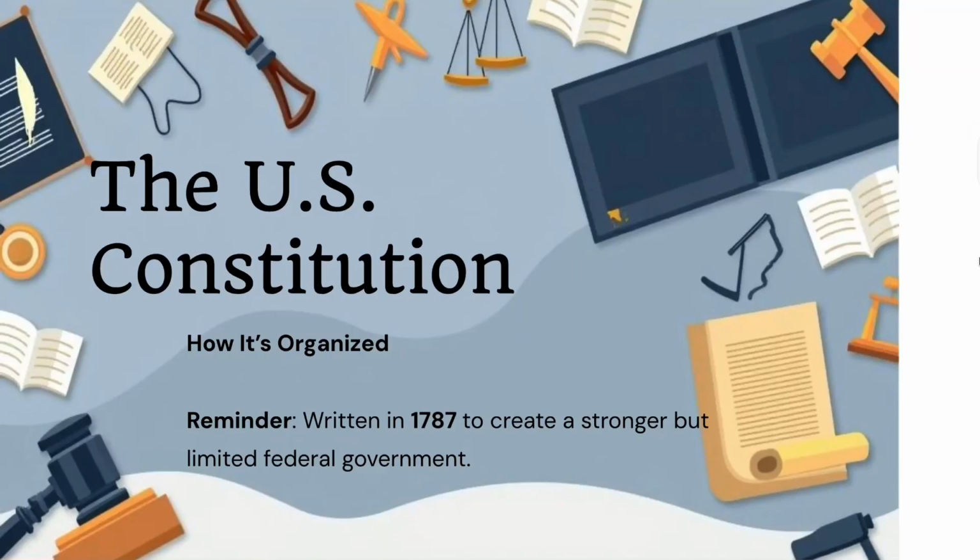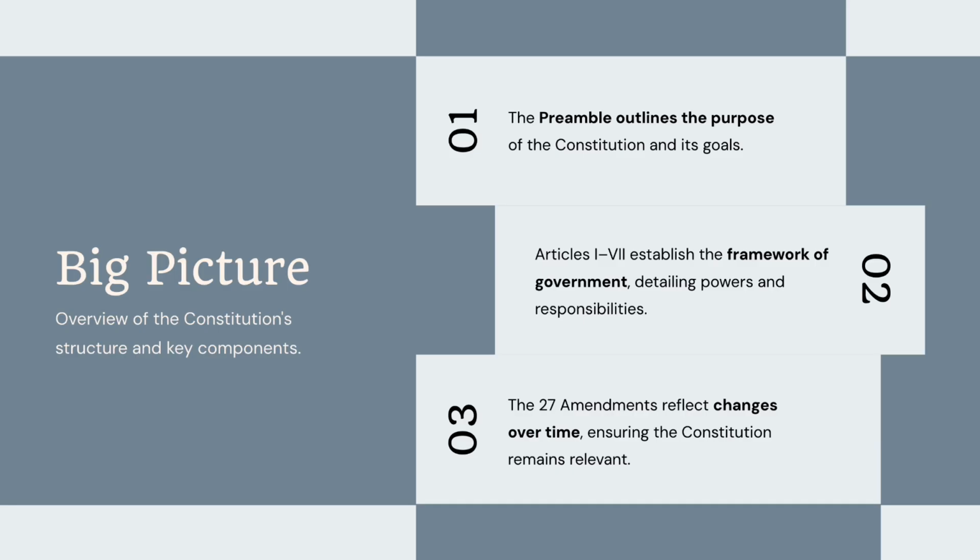Welcome to this video. In here, we're going to talk about the US Constitution, basically how it's organized. Little reminder here, it was written in 1787 to create a stronger but limited federal government. The big picture right here is an overview of the Constitution structure and key components.